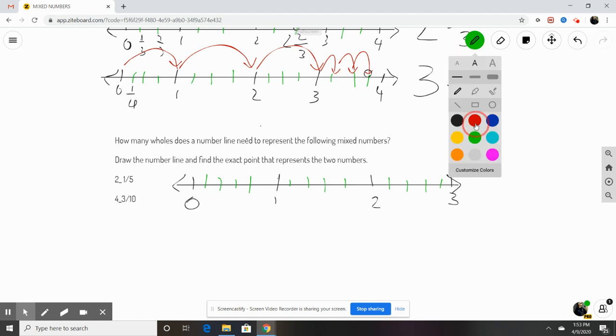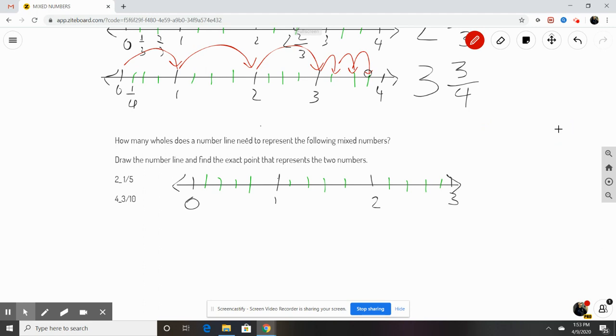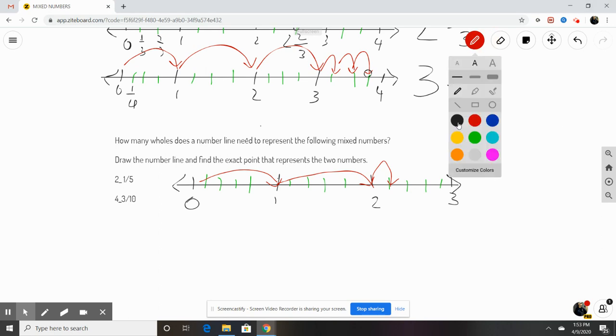And then let's see where the exact point where 2 and 1/5 will go. I'm going to jump from 0 to 1, 1 to 2. That gives me 2 wholes, and I need 1/5. That is the exact point where you're going to place that mixed number in the number line.